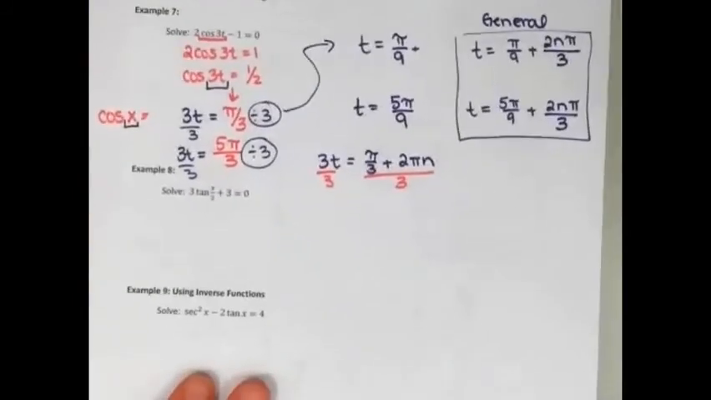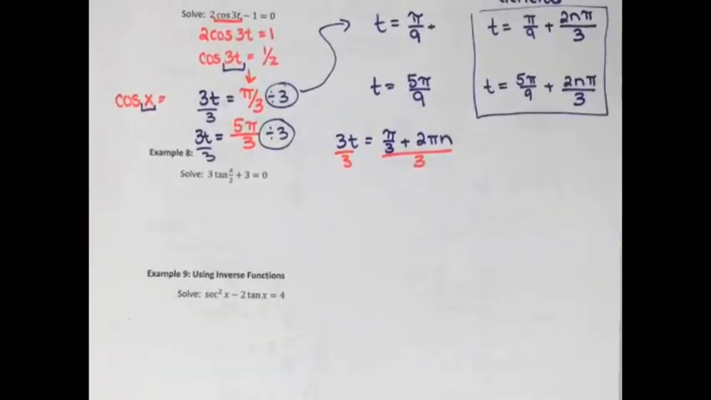Sorry, you guys can't see that. All right, so 3 tangent of x over 2 plus 3 equals 0.